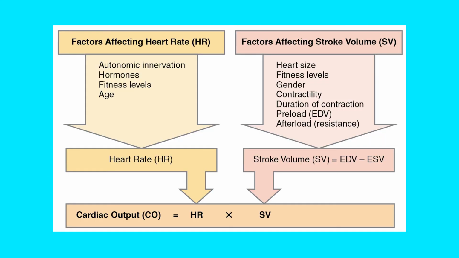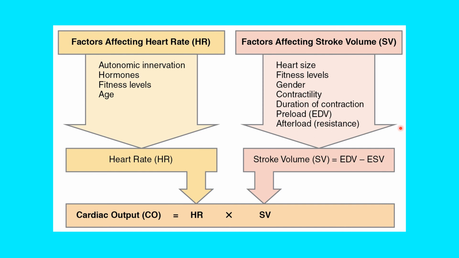Now, what are different things that can affect the heart rate? And this is where the nerves can play a role. Your autonomic nervous system. If you're scared, if you're stressed, that's going to go up. If you're very relaxed, it's going to hopefully calm down a bit. Hormones can play a role in your heart rate. What's your fitness level? What's your age? All of these play a role in what your heart rate is going to be.